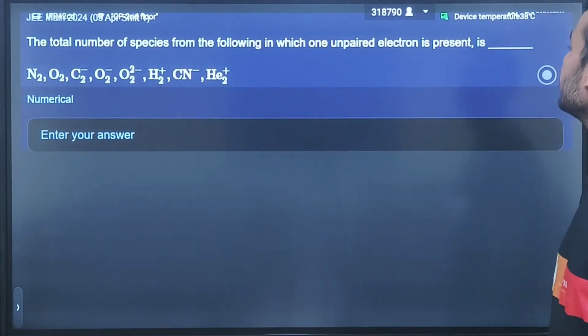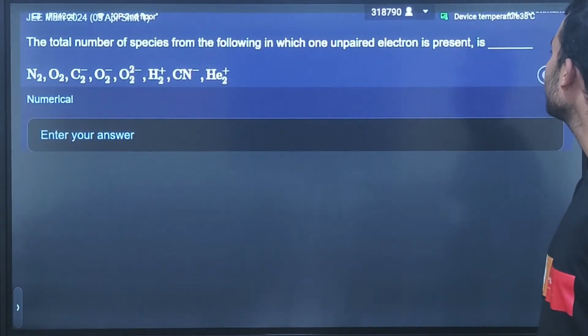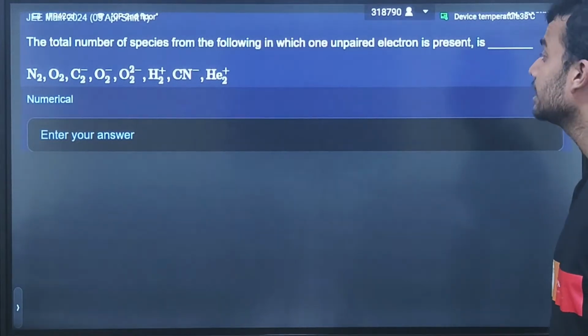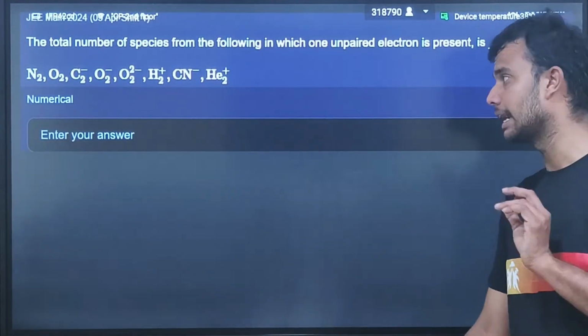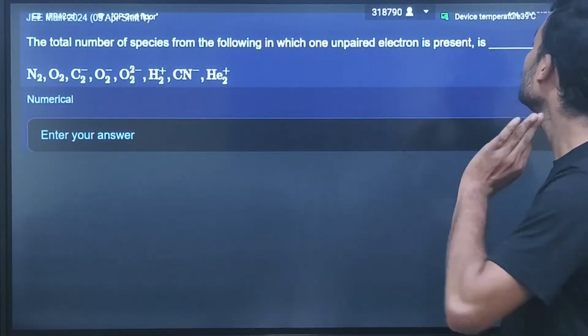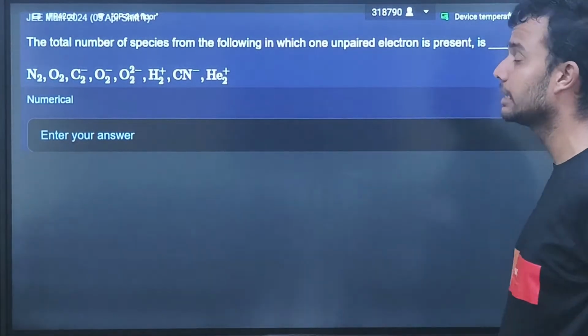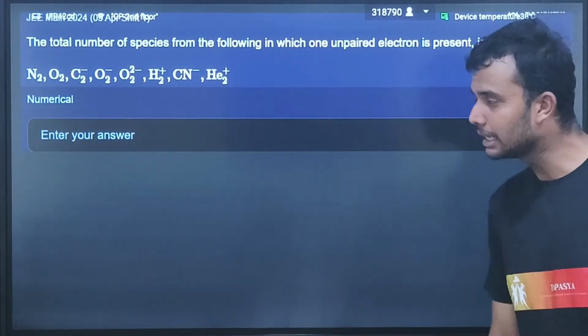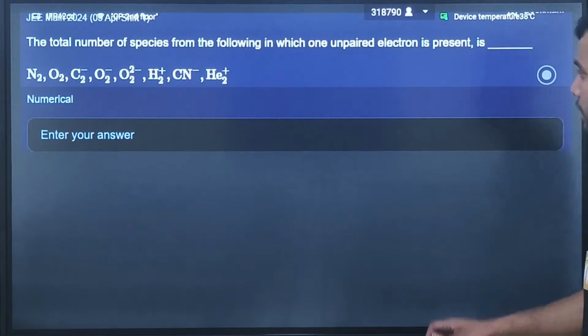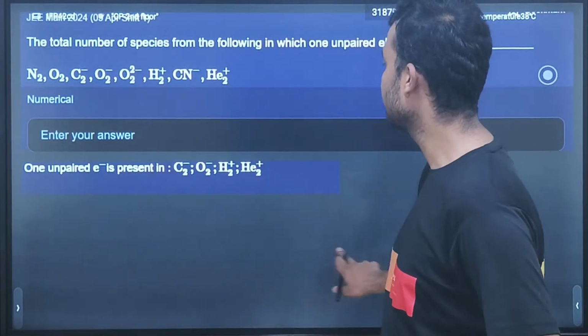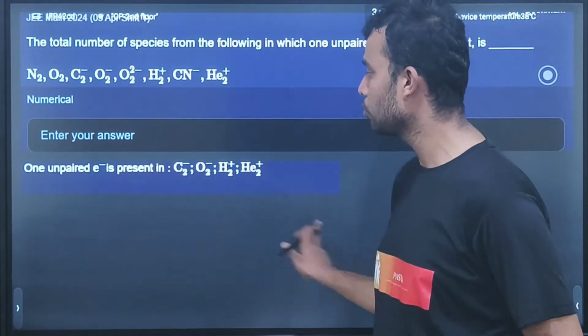The total number of species from the following in which the unpaired electron is present, which contain an unpaired electron. I will give you this question as homework. You need to tell me in which species it will contain an unpaired electron. Write it down as homework. I hope it's done. Now let's move to the next question. Otherwise, you can give the answers here.